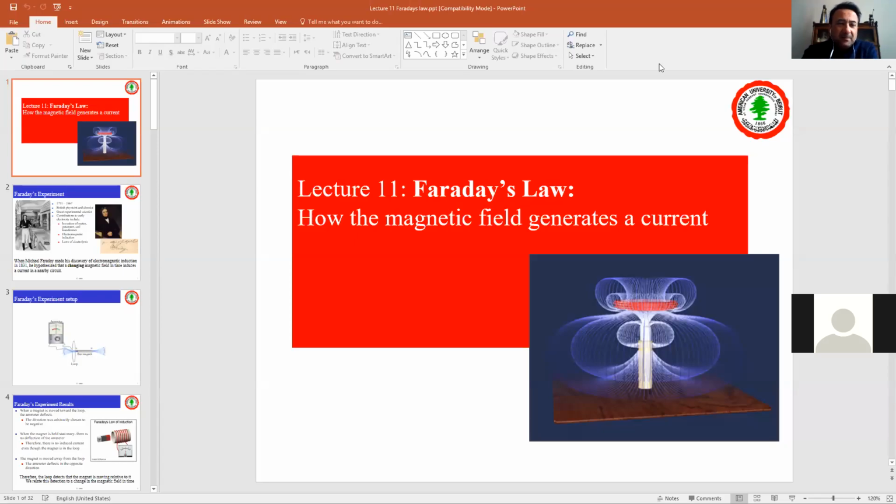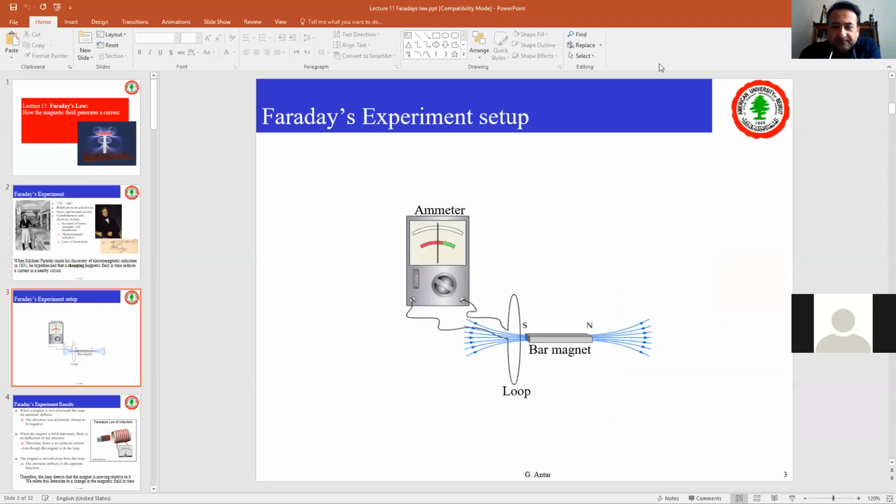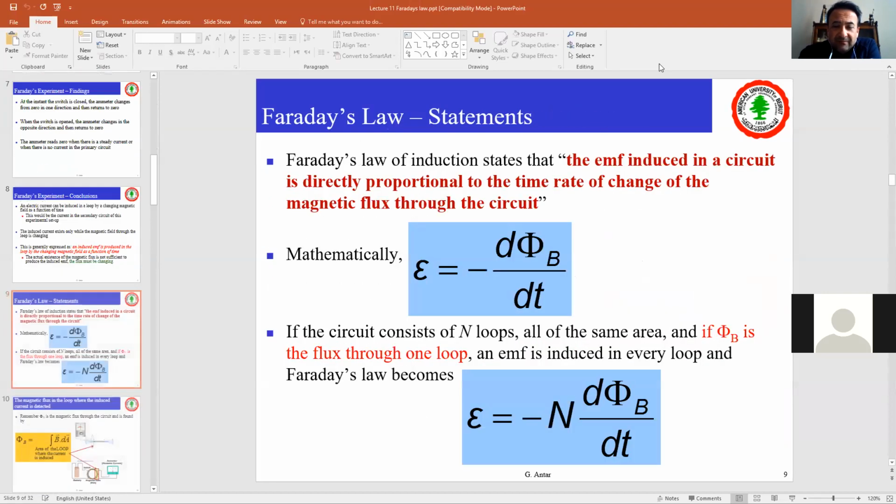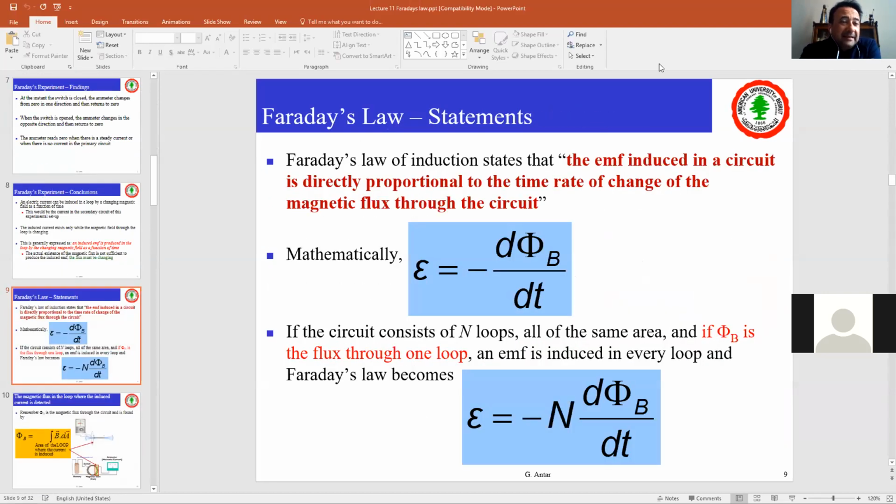Okay, so let's go back to Faraday's law. In Faraday's law, if you recall, we said that the equation is basically electromotive force equal to minus N d phi B over dt. So the time variation of the magnetic field is represented in the time variation of the magnetic flux, and this gives electromotive force. But what is this electromotive force?